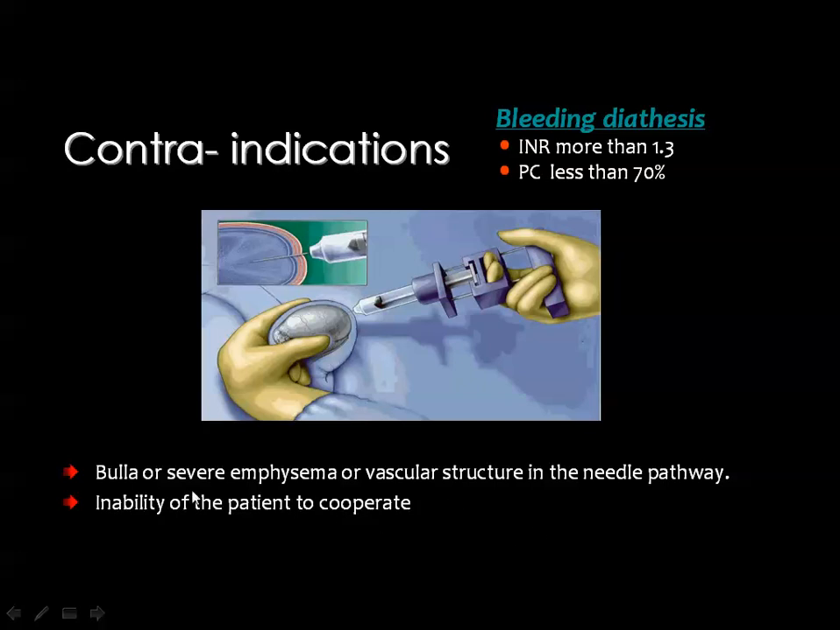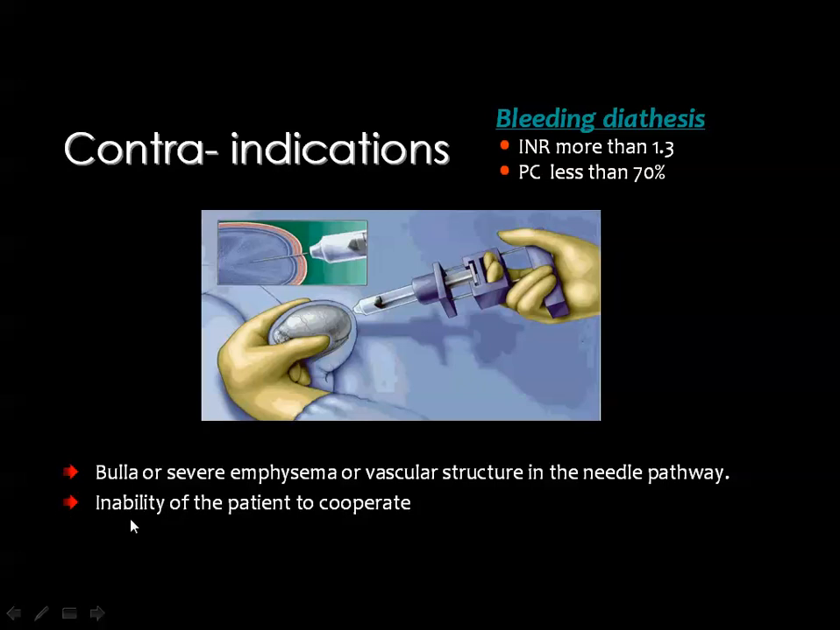Also, if you have an emphysematous bulla or severe lung emphysema in the needle pathway, you should be very cautious about puncturing these emphysematous bullae or puncturing a vascular structure in the needle pathway. This will result in the first case in pneumothorax, and in the second case it will result in bleeding.